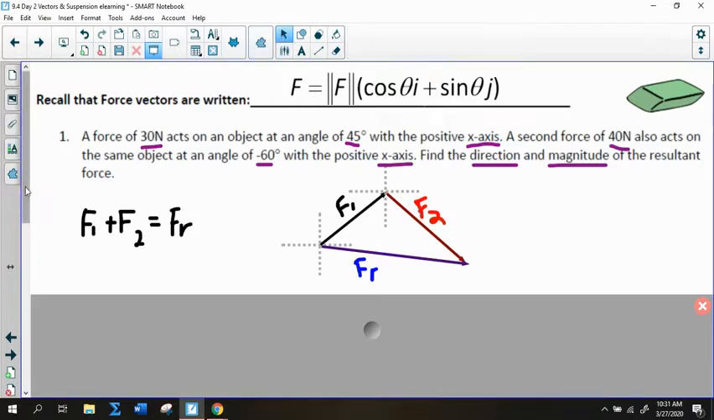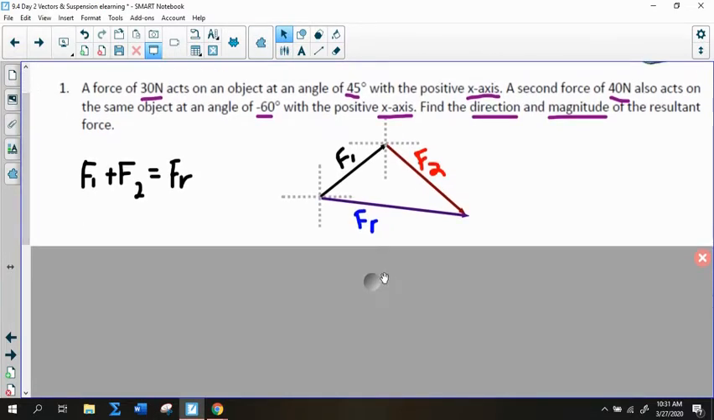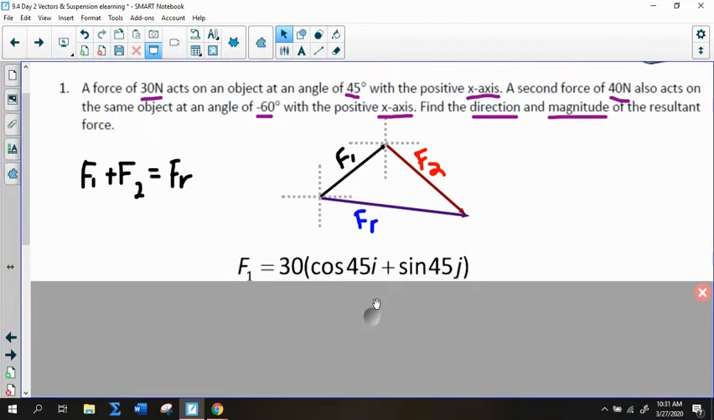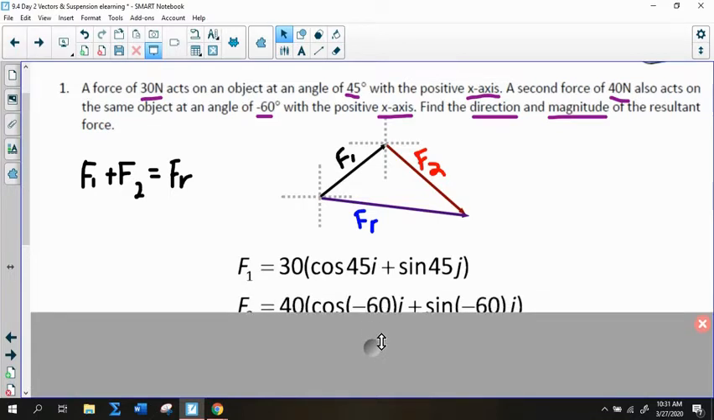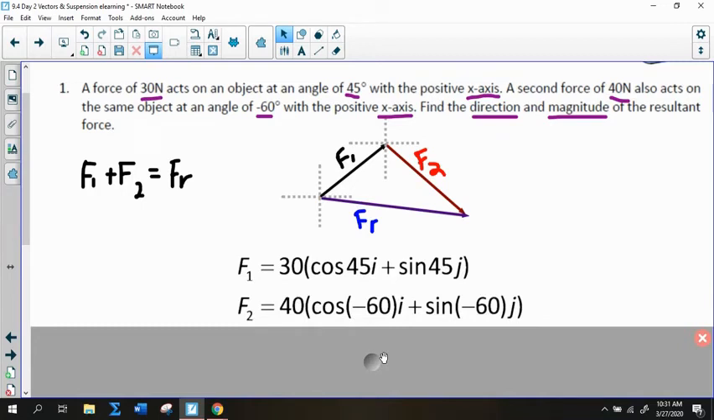All right, here we go. The first thing you're going to do is write out each of the force vectors. That's what I started with. The first one had a magnitude of 40 and an angle of 45. I'm using i and j's in this problem, and I think I'll use component form in the other one just so you can see both. It does not matter. And then I'm going to write out the second one using negative 60. You could also use 300 if you prefer.